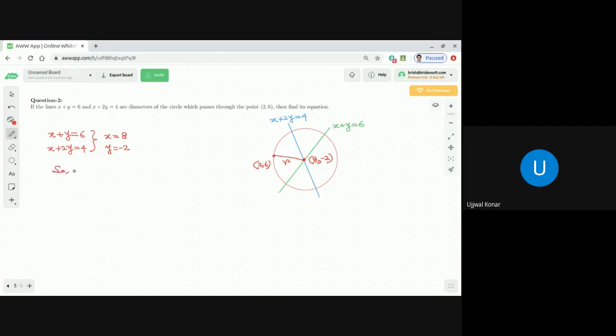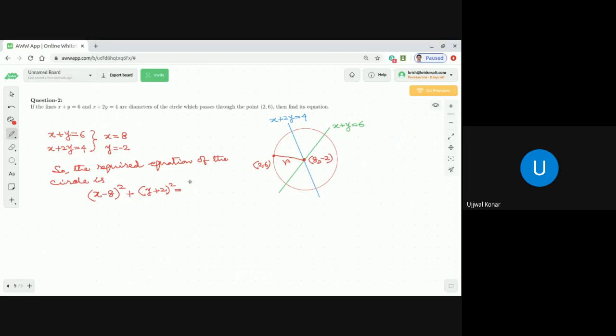So the required equation of the circle is (x minus 8) whole square plus (y minus of minus 2), that is (y plus 2) whole square, is equal to the distance between the point 8, minus 2 and 2, 6.